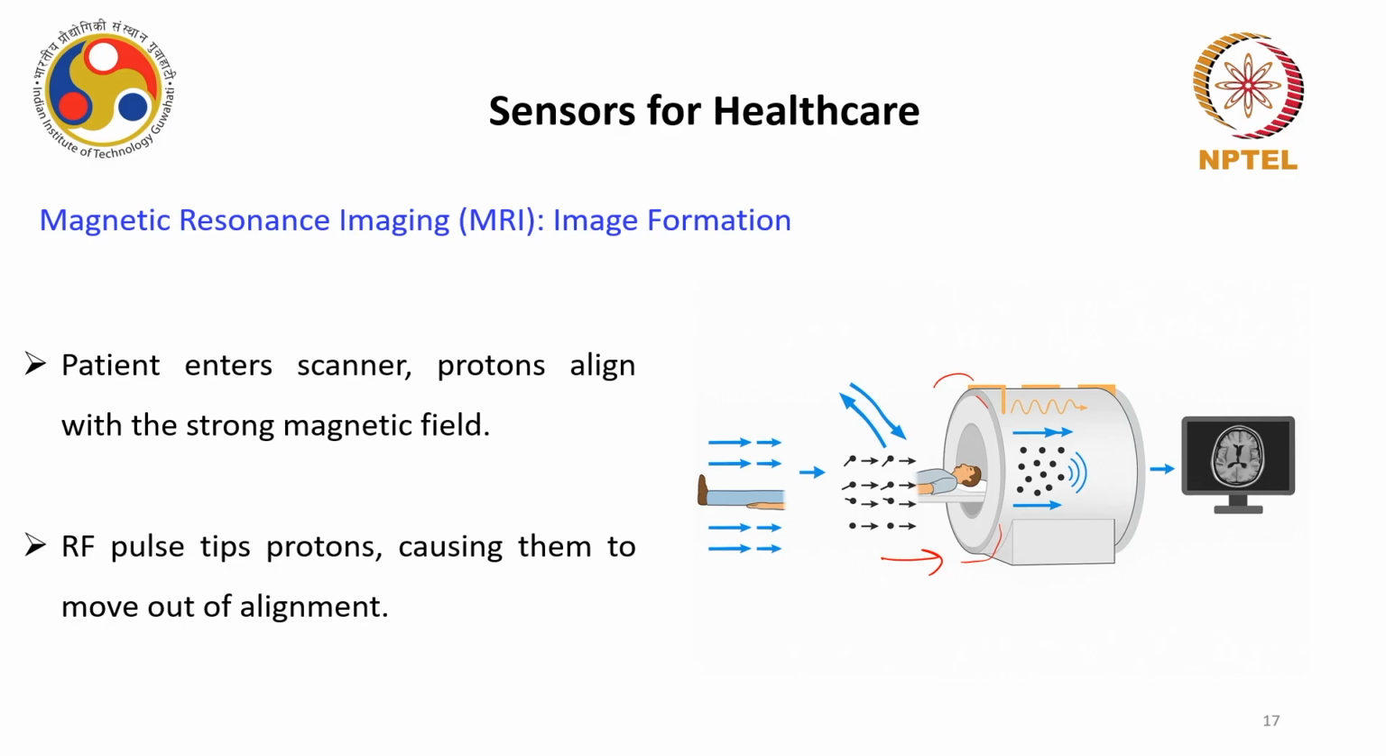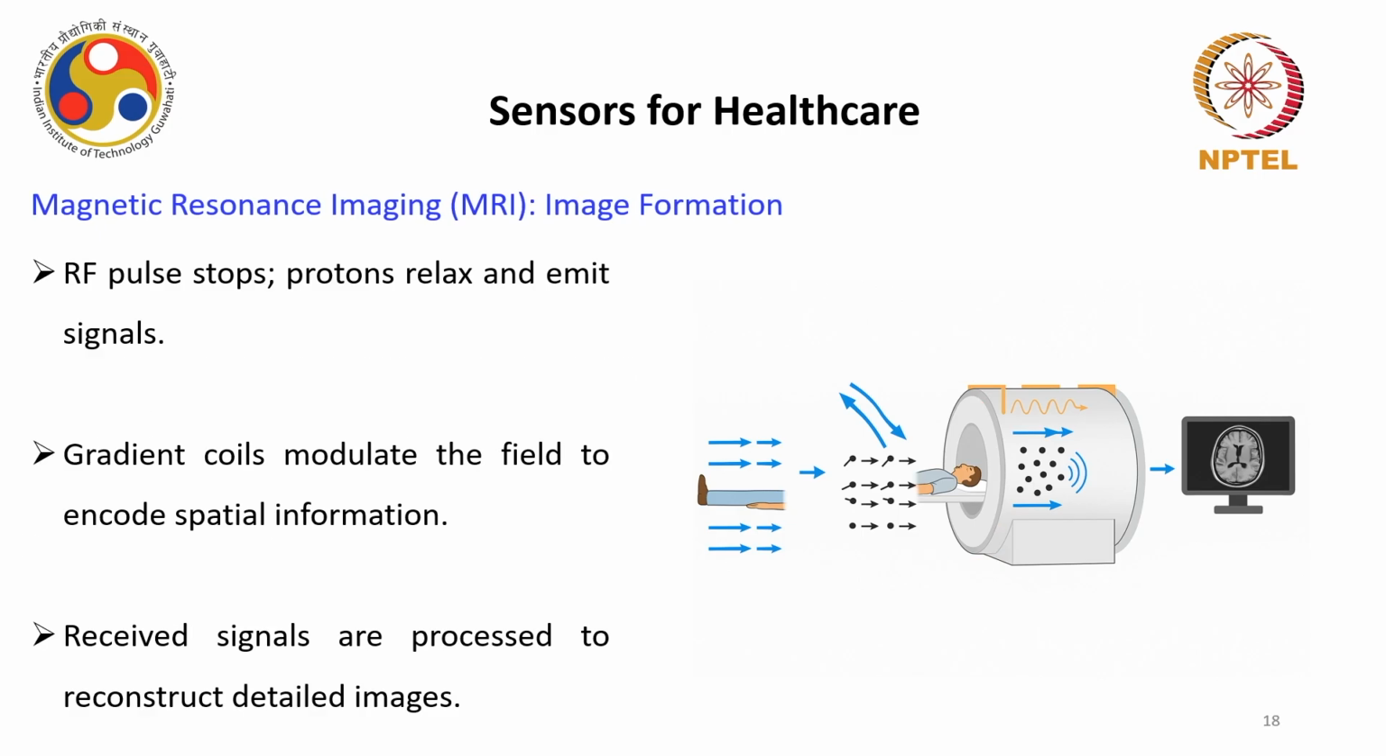Now in the second stage, the RF pulse tips the protons, causing them to move out of alignment with the magnetic field. The third stage is when you stop the RF pulse and allow these protons to relax. While the protons are relaxing, having been at resonance, they start emitting an electromagnetic signal during the relaxation process from the excitation.